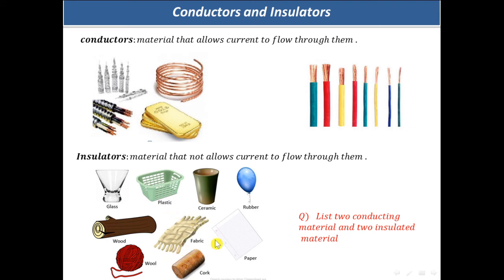Okay, this is very obvious, but the question here is also: why do conductors allow current to flow through them, and why don't insulators? How can you explain this for me from the atom point of view?